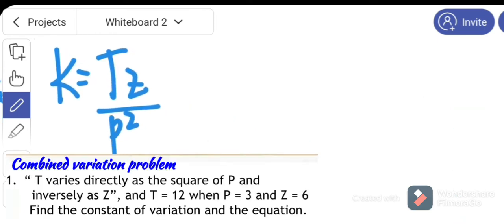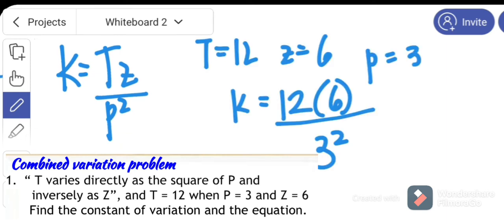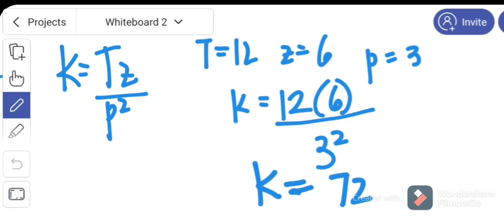Solve for the value of K. Let's simplify the denominator with an exponent. So that would be K is equal to 72 over 3 squared, which is 9.